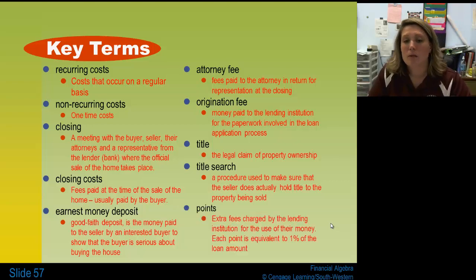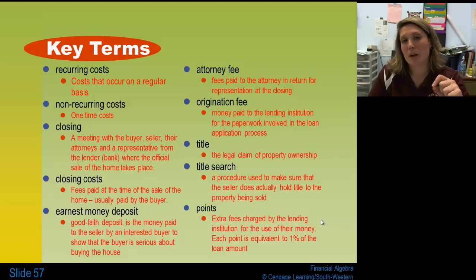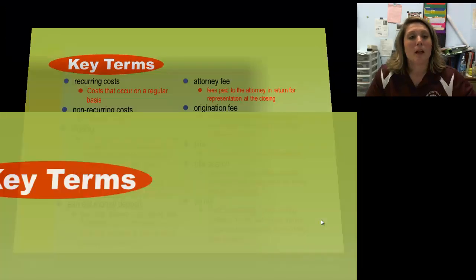The points. These are extra fees charged by the lending institution for the use of their money. Each point is equivalent to 1% of the loan amount. Generally, you want a loan that doesn't have any points because that will affect your interest rate.